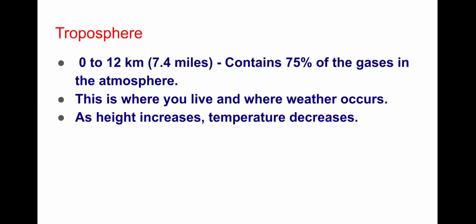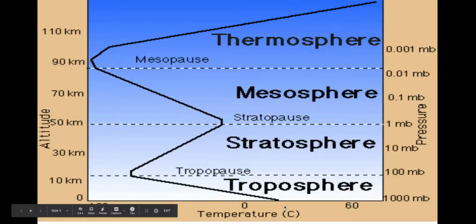The troposphere is the layer that we live in, and it's where all your weather occurs. That's why when you're in an airplane and you go above the clouds, you're actually leaving the troposphere. It extends up to 12 kilometers, or almost 7.5 miles. It contains 75% of the gases in the atmosphere, and as the height increases, the temperature decreases.